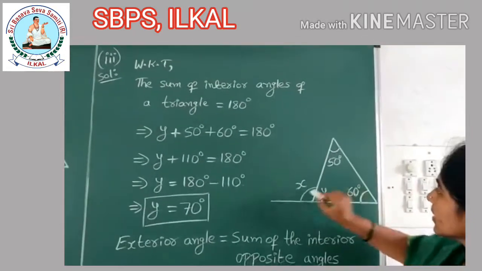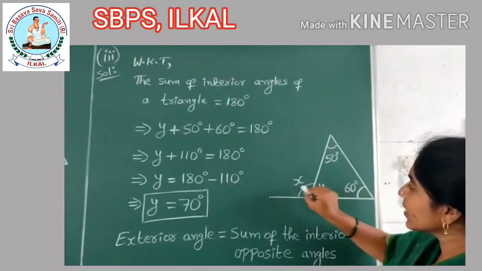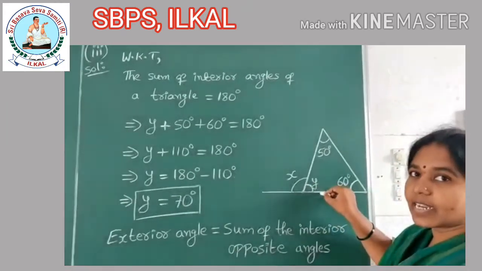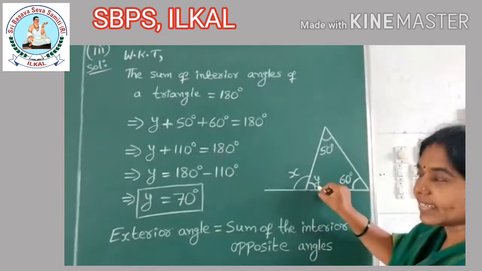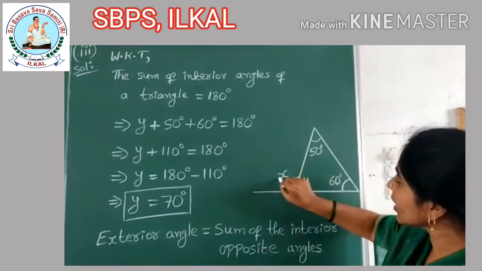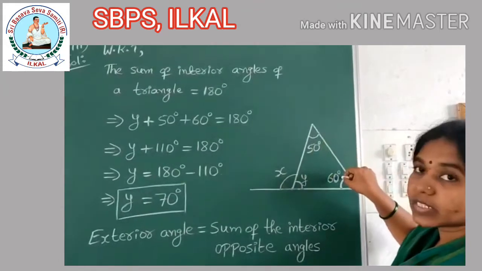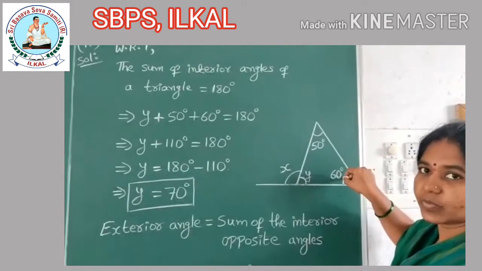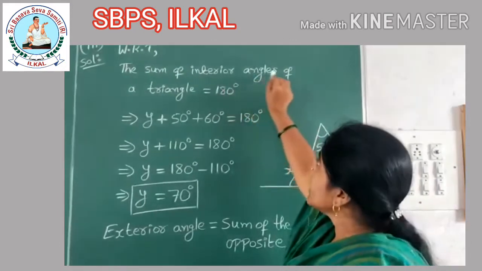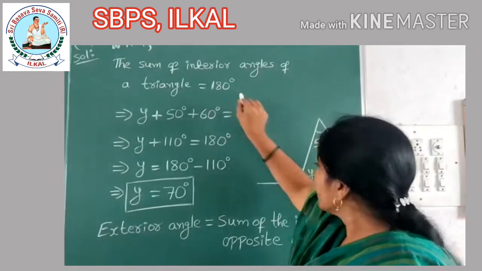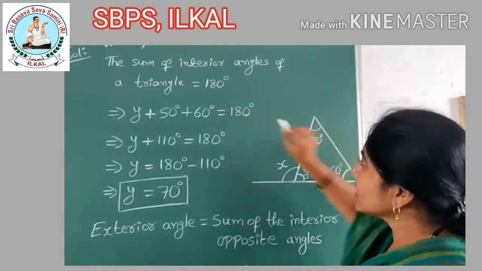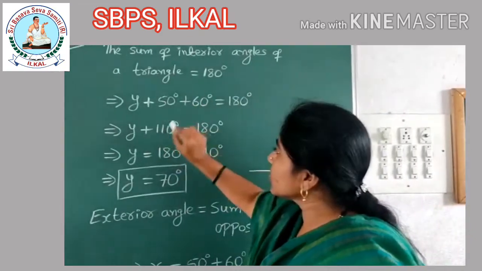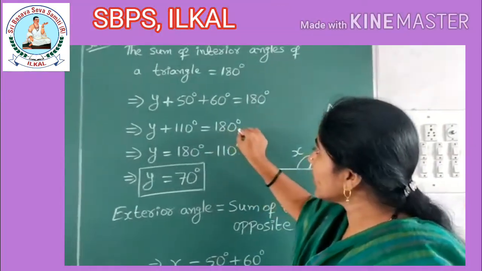Next figure, observe, children. Here the exterior angle x and y together will be 180 degree. Adjacent angles on a line together will be 180 degree. And one more thing, the exterior angle will always be equal to the sum of the opposite interior angles, and all the three interior angles together should be 180 degree. We know that the sum of interior angles of a triangle is equal to 180 degree. Then y plus 50 degree plus 60 degree is equal to 180 degree. I have written y plus 50 plus 60, which is 110, equal to 180 degree.